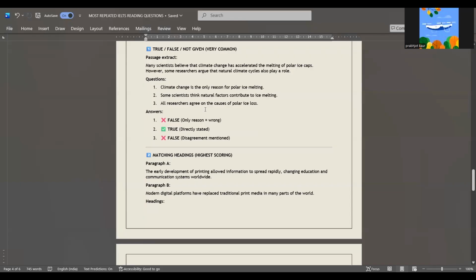All researchers agree on the causes of polar ice loss. So not all. Many scientists say this one and some say this one. So all do not agree on one thing. So the answer here is that there is disagreement. Many scientists and some researchers have a disagreement. So the answer should be false.